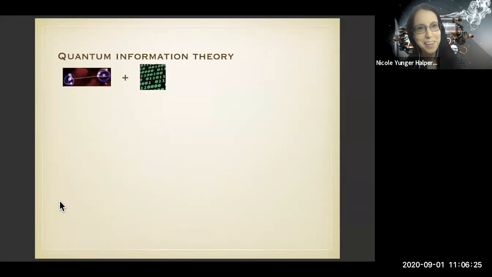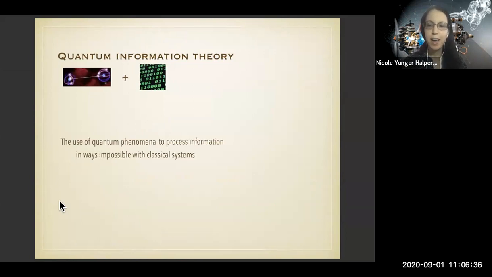I expect that the concept of quantum information theory is not something that needs to be explained to IQIST, but just to ensure that we're all on the same page, let me recap. By quantum information theory, I mean the study of how we can use quantum phenomena to process information in ways that's impossible with just classical systems like most of today's computers.